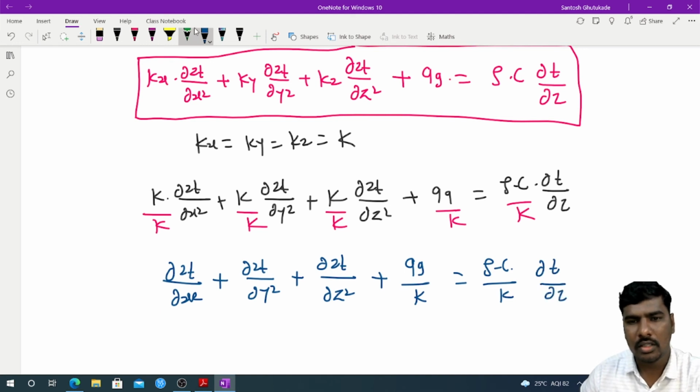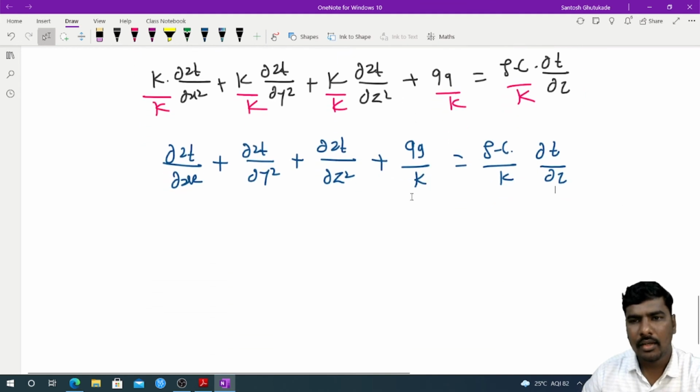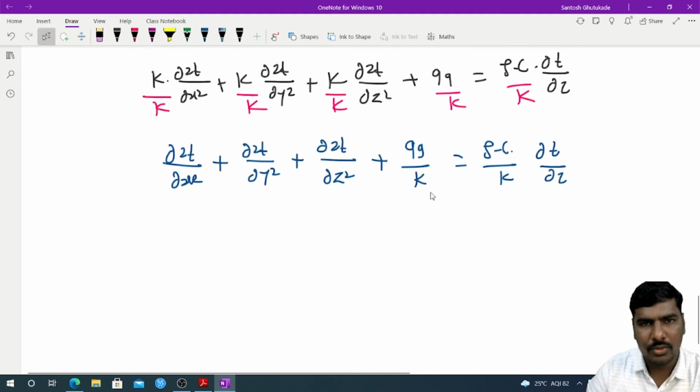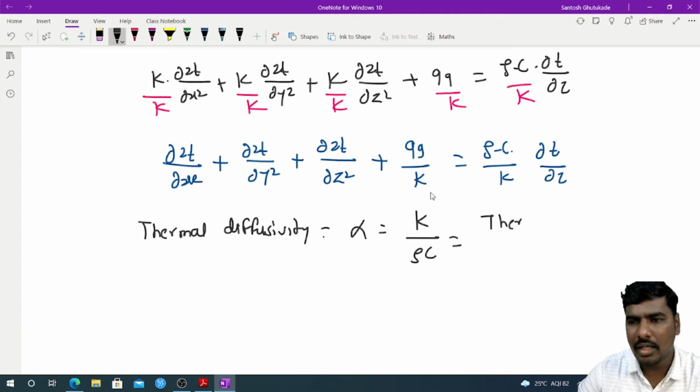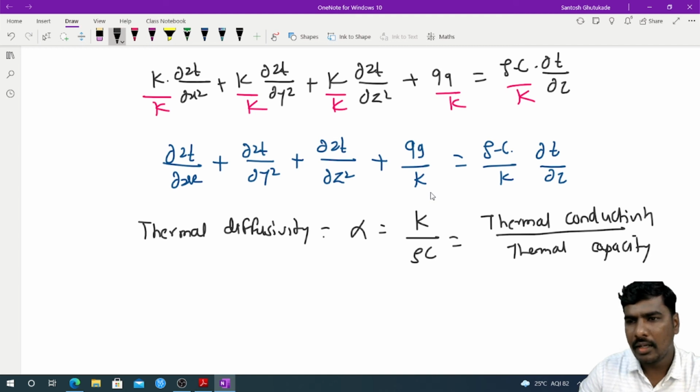Again we got this equation, but rho c by k, we know, relates to the thermal diffusivity. Thermal diffusivity is denoted by alpha, and it is k upon rho c. So it is nothing but the thermal conductivity upon thermal capacity, the ratio of thermal conductivity to the thermal capacity. But here we have rho c by k, so instead of that we can write 1 upon alpha, because alpha is k upon rho c.